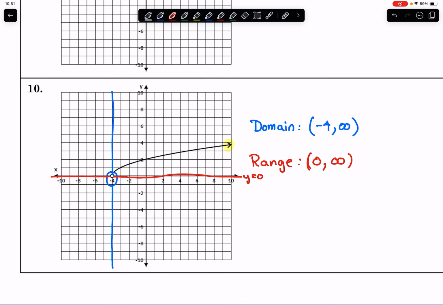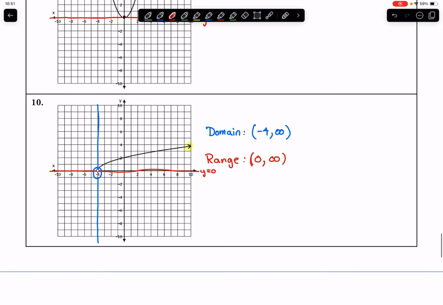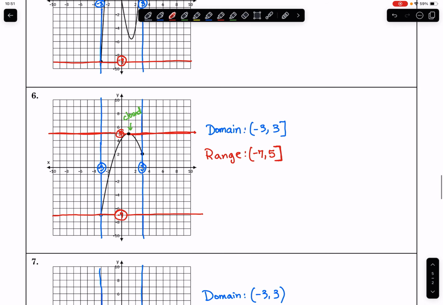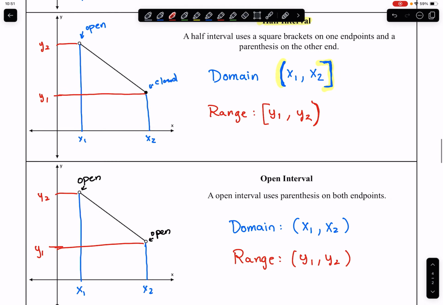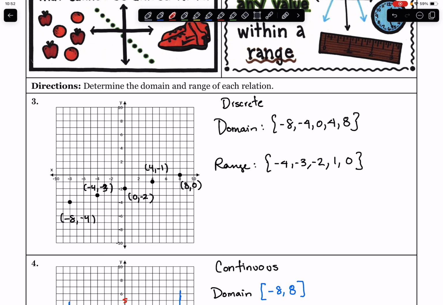And there you have it, class. This is the last example on relations and how to identify the domain and the range of relations using graphs with arrows, using graphs with endpoints, and using the graph of a discrete data set.